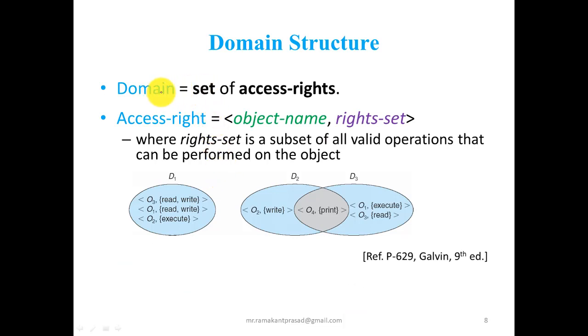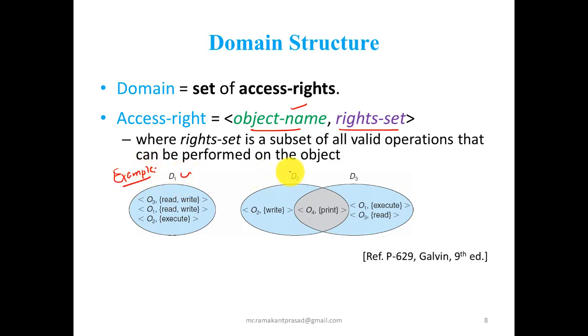What are the types of domain structure? So what is a domain? Here we can precisely define the domain. It is a set of access rights. In case of an operating system, a domain is a set of access rights. But in mathematics, a domain is the set of all values of the independent variable x, as in calculus. But here domain is a set of access rights. So what is an access right? An access right has two parameters, object name and right set. Here the right set is a subset of all the valid operations that can be performed on the object. Look at this example.